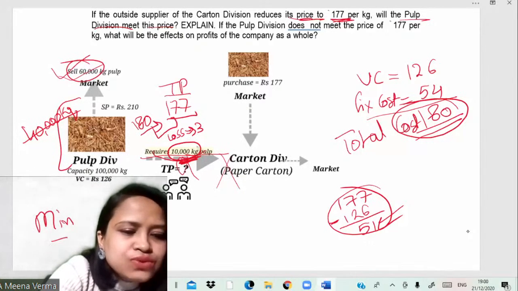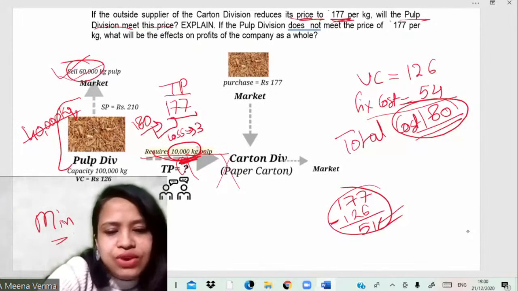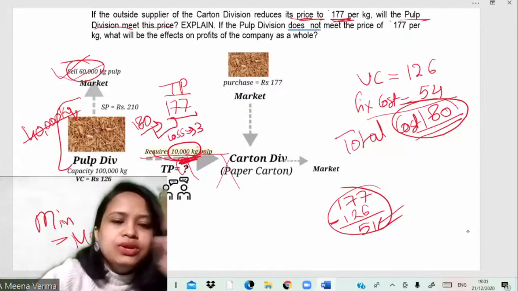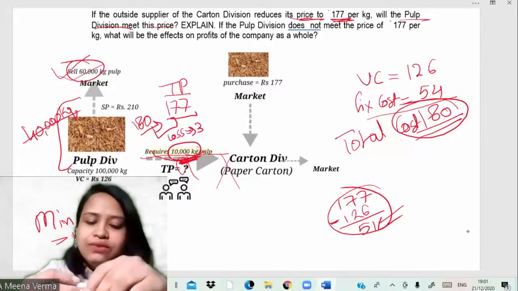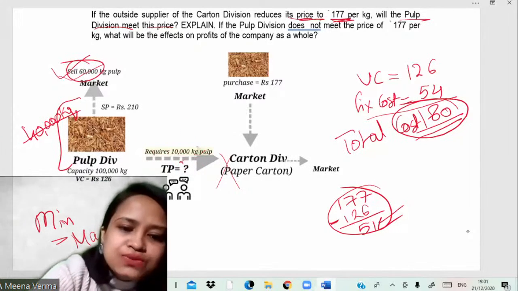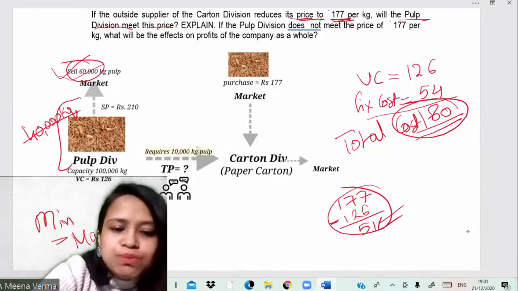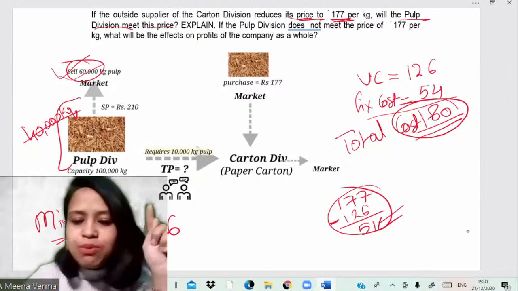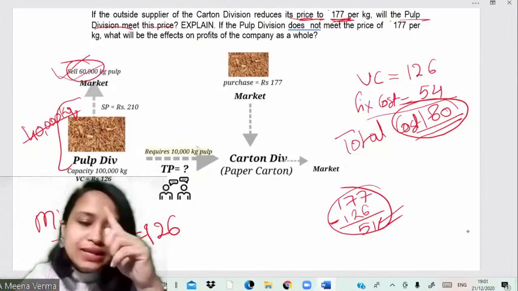In case you have spare capacity, your minimum transfer price will be just the marginal cost, the variable cost you have. Marginal cost will be your minimum price. So that is why the minimum transfer price which we will consider here is rupees 126. We want to recover from this proposal the variable cost, the minimum price.